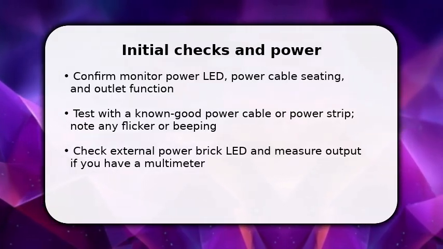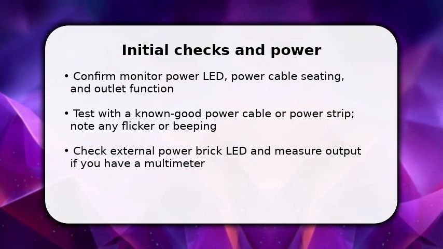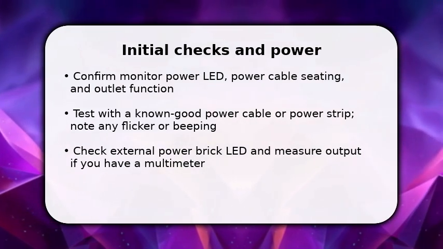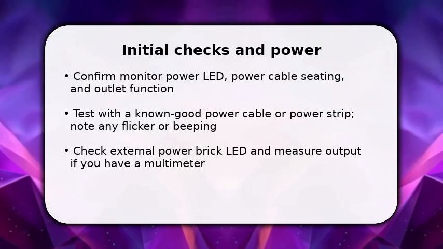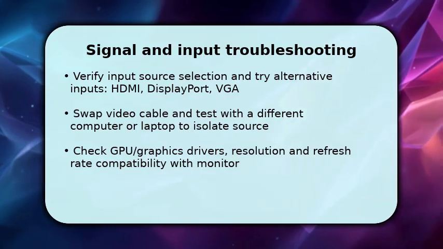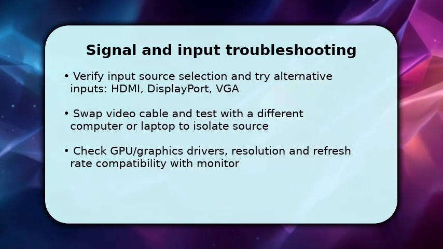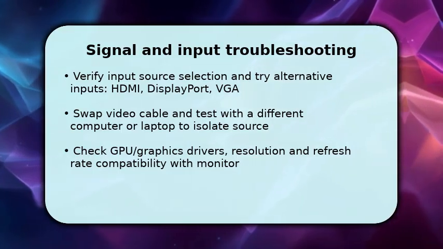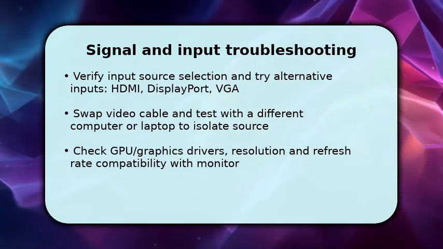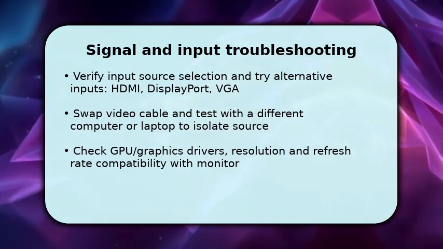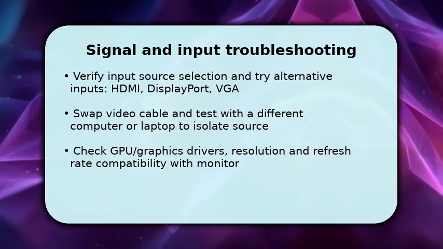Next, focus on the video signal. You should switch the monitor input manually and swap to a different cable. Bad connectors mimic screen failure. Once done, connect the monitor to a second computer so you can determine whether the issue is the monitor or the original PC. Make sure the graphics card is seated and that drivers are up to date. Mismatched resolution or refresh rate can produce a black screen. You do all this to separate signal, cable, and source problems quickly.